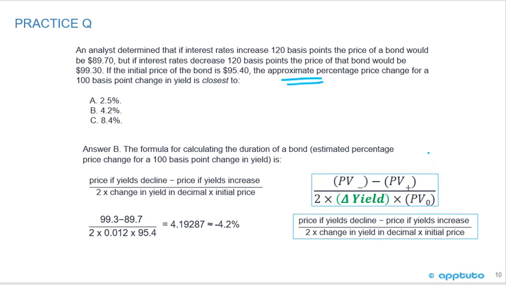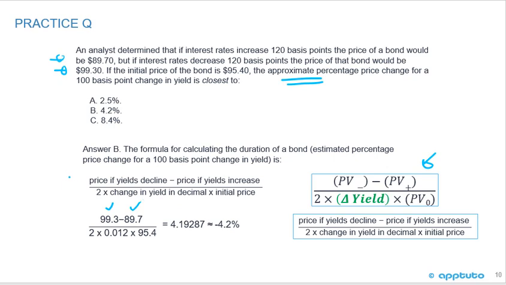So we know we're going to use this formula. The formula for calculating the duration of a bond, estimated percentage change for 100 basis point change in yield, is here. So there's the algebra, but I like it in words better: the price if yields decline minus the price if yields increase. Here's the price if the yields decline, 99.3. And here's the price if the rates increase, 89.7. Now the numerator is easy because the number always has to be positive. So when they're giving you the data in the question, it's the bigger number first, okay?